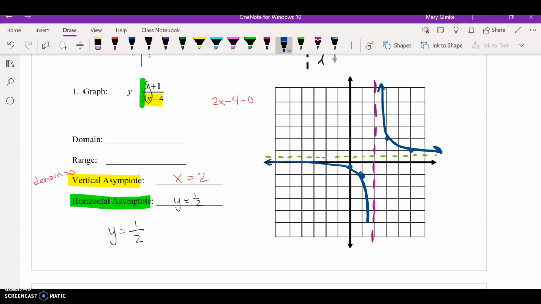You can see our vertical asymptote is not crossed. The horizontal asymptote is defining the end behavior of the functions on the left and the right of our graph. Your domain is negative infinity to 2, and then 2 to positive infinity. And your range is negative infinity to 1/2, and then 1/2 to positive infinity.